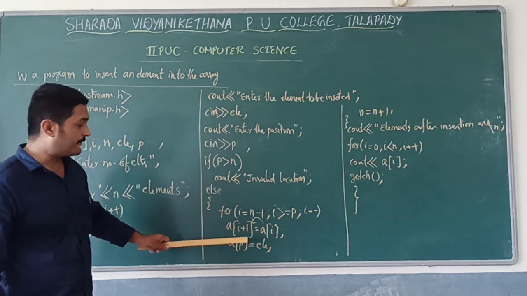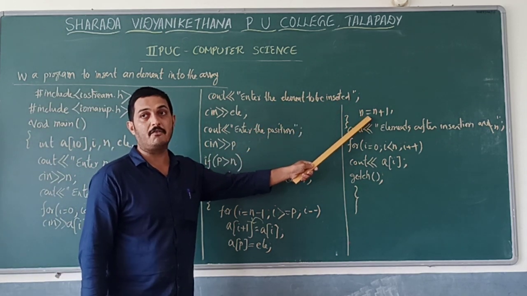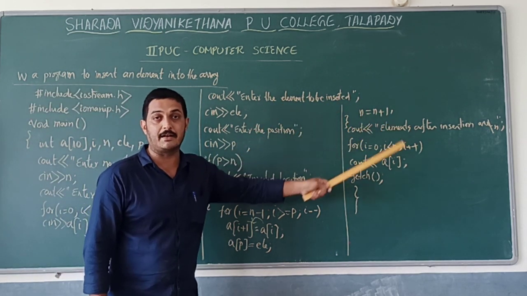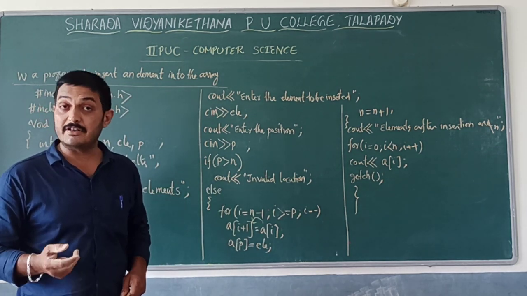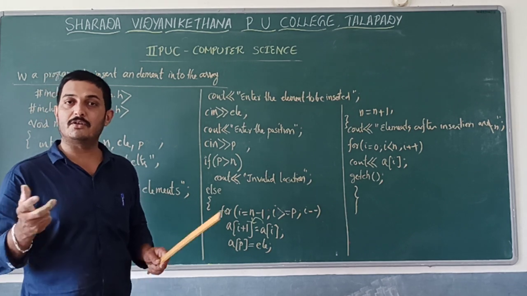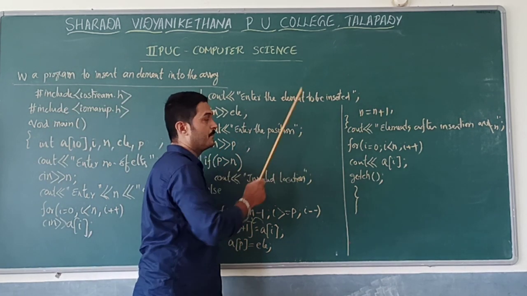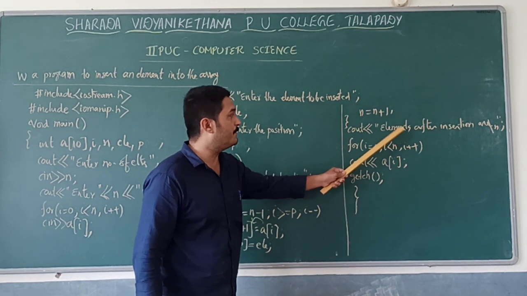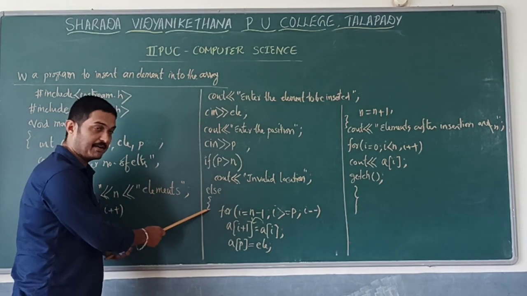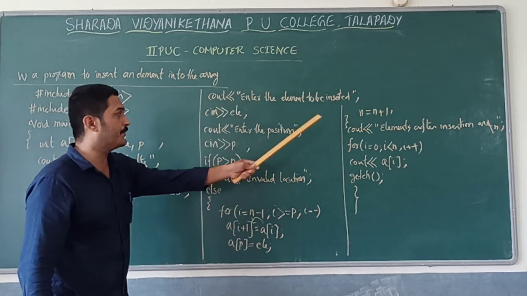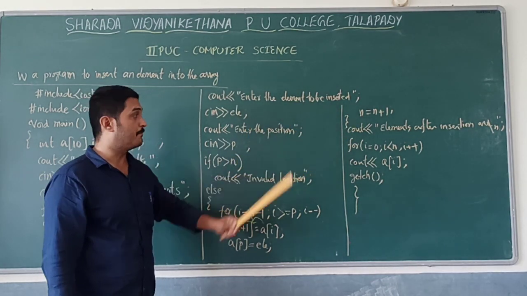After this insertion operation, we have to increment the value n equal to n plus 1. So after inserting an element to the list, the total number of elements will be incremented. n equal to n plus 1. And after this, use a closed curly brace, that indicates the pair of this open curly brace and closed curly brace.